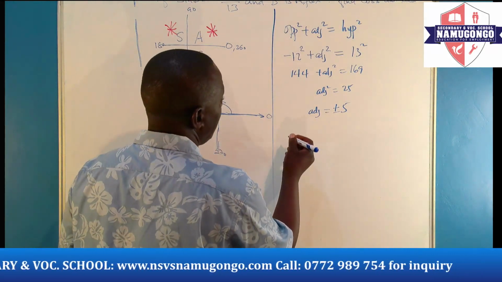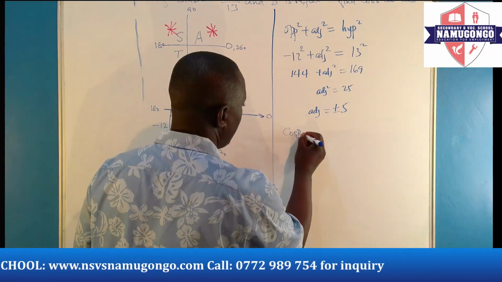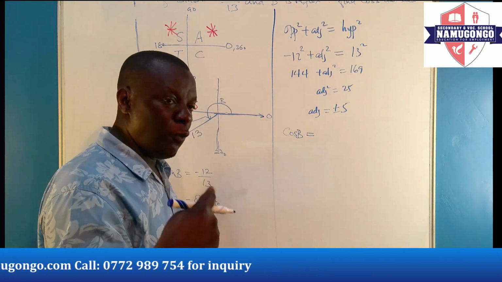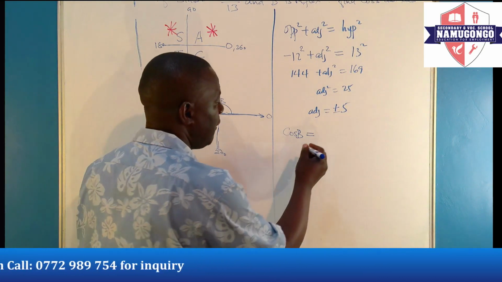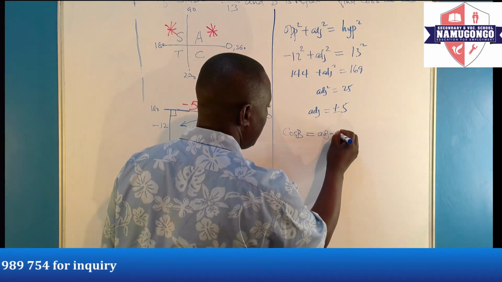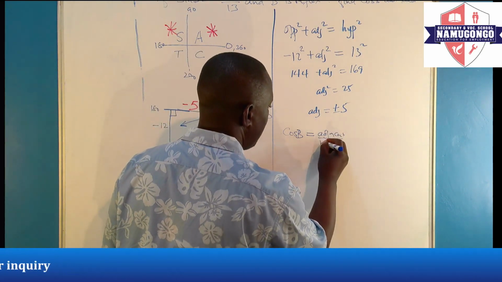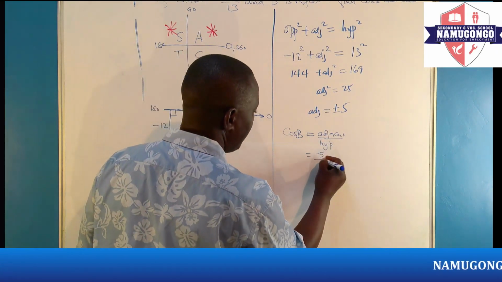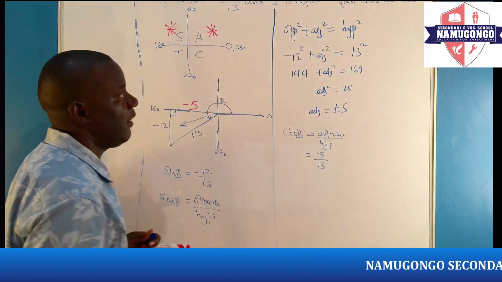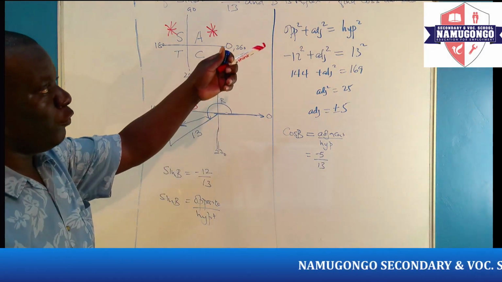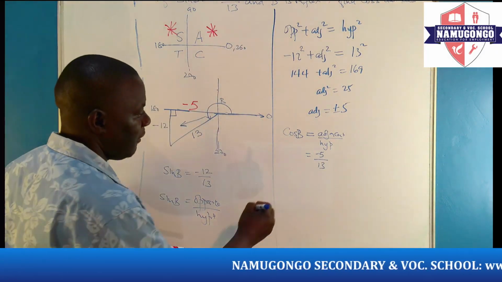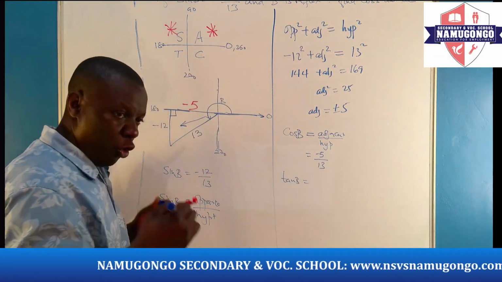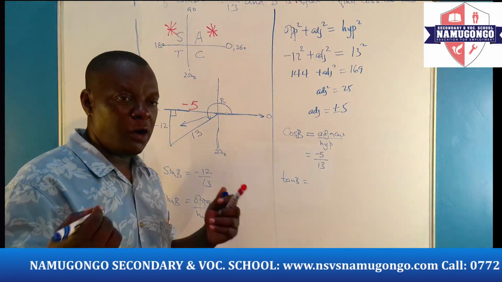That is our adjacent. Now we answer the question. We want cos B. You go back to the concept I gave you of SOH, CAH, TOA. You go to CAH. It's going to be adjacent out of hypotenuse. Our adjacent is negative 5. Our hypotenuse is 13. You go to tan B. For tan B, you use TOA, because I said SOH, CAH, TOA.